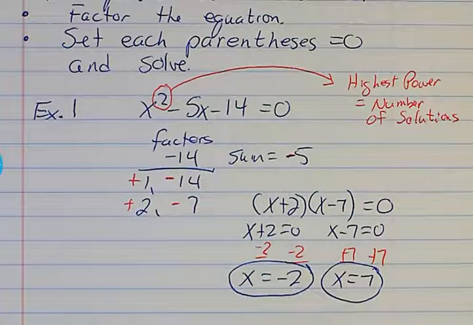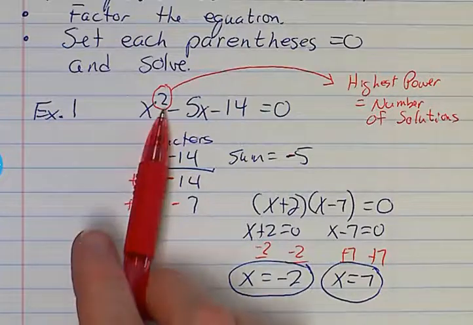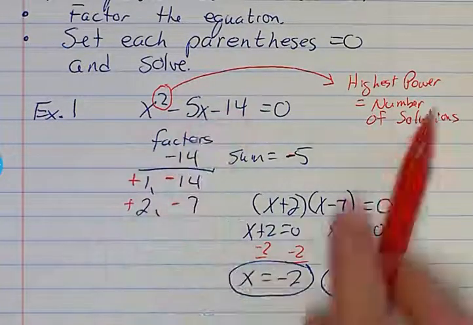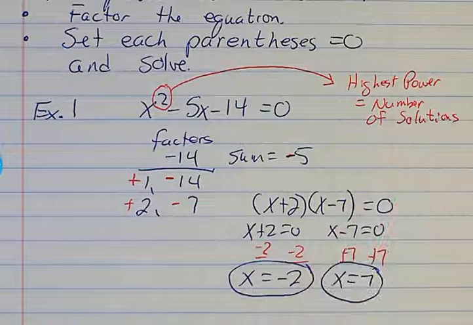Again, we'll come to this one a little bit later, but whatever your highest power is that's here, that's going to tell you how many solutions you're looking for. So if you have x squared, you're looking for 2 solutions. If that had been x to the third, you're looking for 3 solutions. So whatever power of x is your highest power, that's how many solutions you have when you're going through these problems.